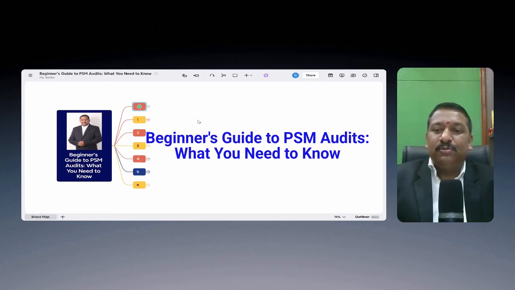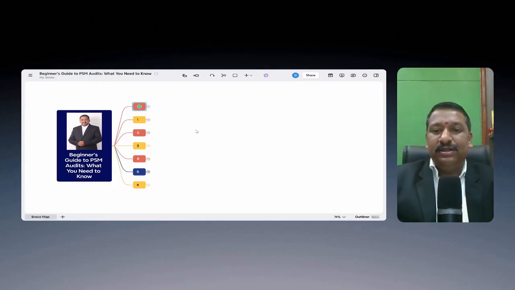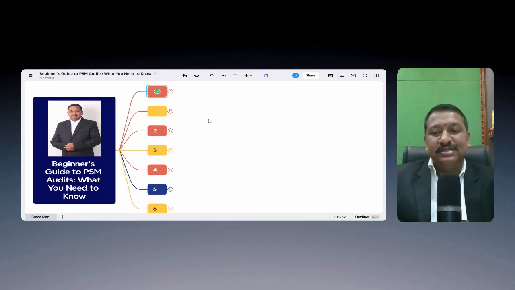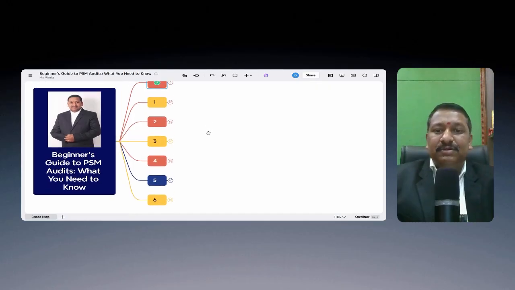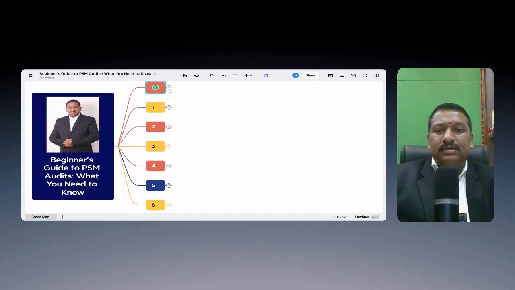Are you new to process safety management audits and feeling overwhelmed? Don't worry. This beginner's guide will help you to break down process safety management audits in detail. This guide breaks down the frameworks and the implementing steps. So these are the sections we will use to understand process safety management audits one by one.